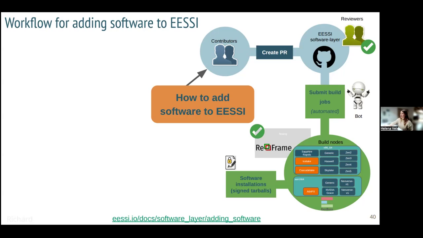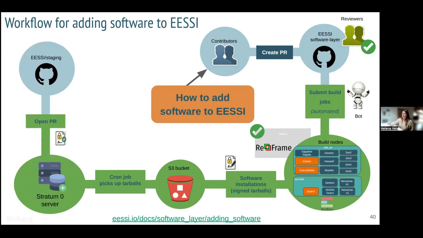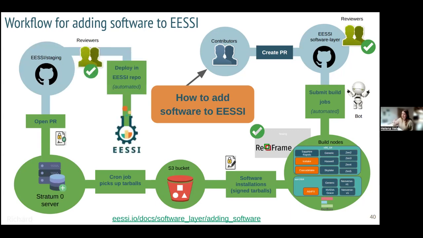And these installations are signed, and this goes into an S3 bucket, which is picked up by a cron job. And that goes to Stratum 0, opens a PR into the staging, and then the reviewers also, if they find that everything has gone well, and that means also checking the signature here for security reasons and that the builds don't have any error or any warning, then it's finally deployed into the EESSI production repository.